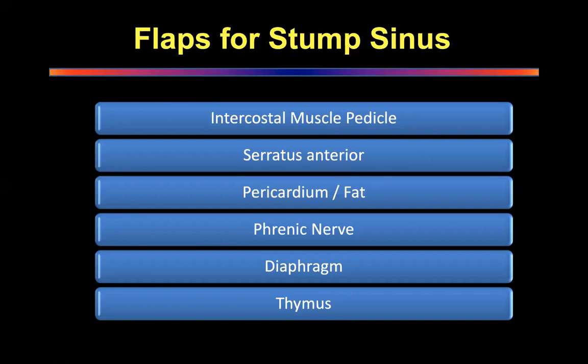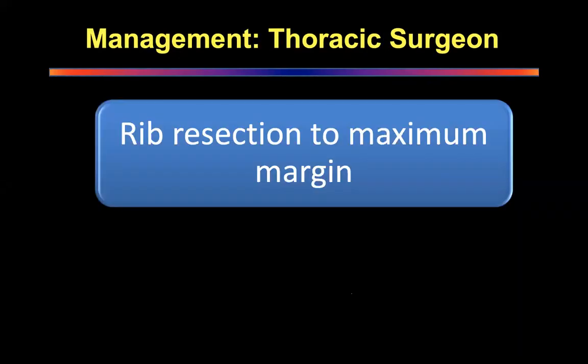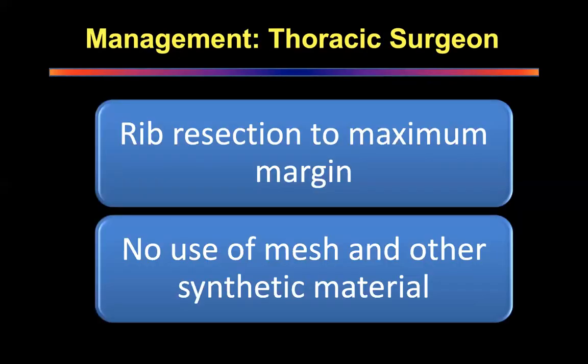So I try not to refashion the stump. I actually take a pedicle muscle and I will put it back on there and plug the stump. That is my preferred strategy. I use a muscle pedicle and plug the stump. And then I do rib resection to maximum, whatever is needed, but never ever use mesh or synthetic material. Never ever. These are infected spaces. You must not use any synthetic material.